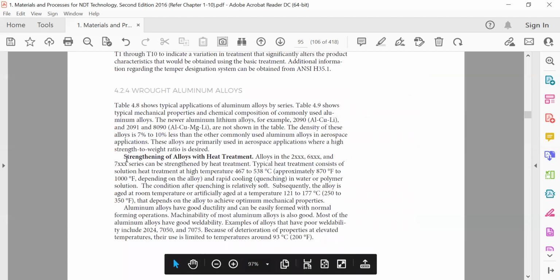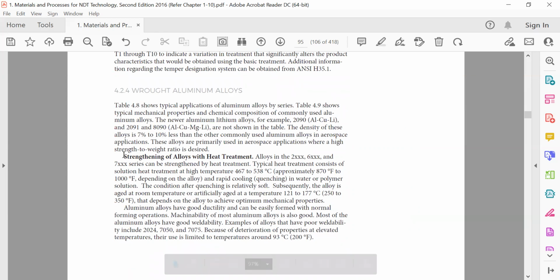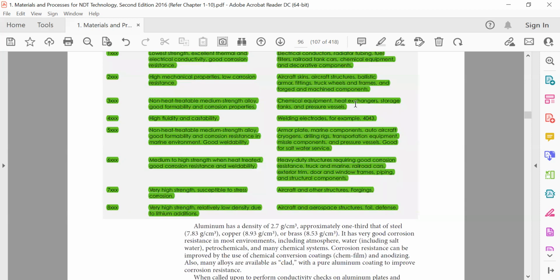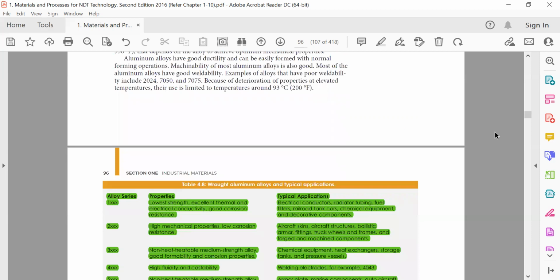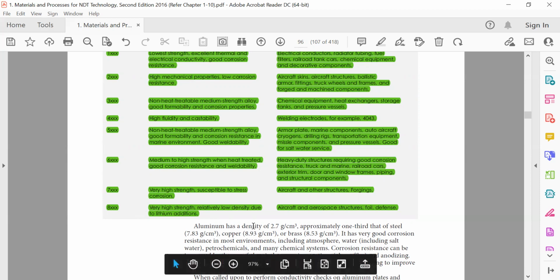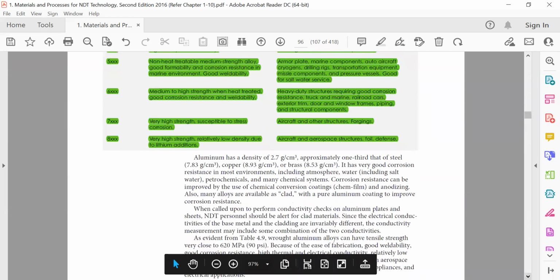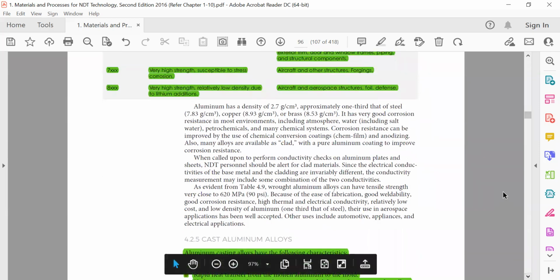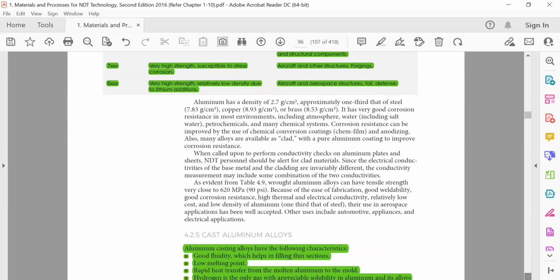Wrought aluminium alloys: strengthening of alloys with heat treatment. So alloy series 1xxx to 8xxx. The properties are given. You can see aluminium has a density of 2.7 grams per cubic centimeter, approximately one third of steel. So for structural purposes, it can be used. The strength to weight ratio, you can see, is good.